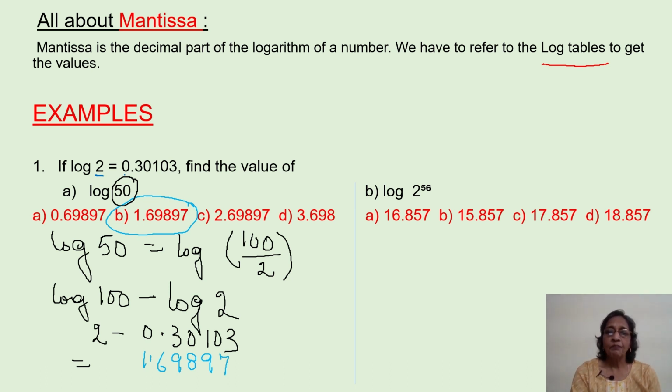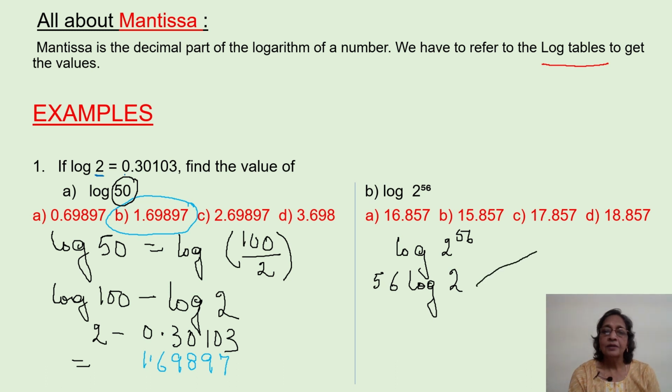Okay. Now come to the second part, the second sum. What we have here is find the log of 2 raised to 56. Again, a value of log 2 is given. So log of 2 raised to 56 can be written as 56 log 2. Now what property are you using here? Log of a raised to m. Now the base can be anything. The m comes in front. So it becomes m log a.